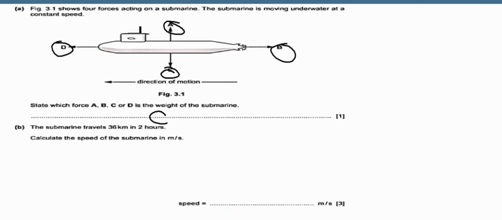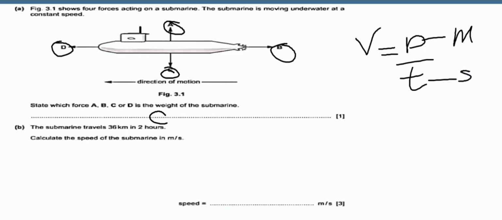B. The submarine travels 36 kilometers in 2 hours. Calculate the speed of the submarine in meters per second. So we know that speed is equal to distance divided by time, where distance is going to be in meters, then time in seconds, and then speed is just going to be in meters per second. That is one thing that you need to know.